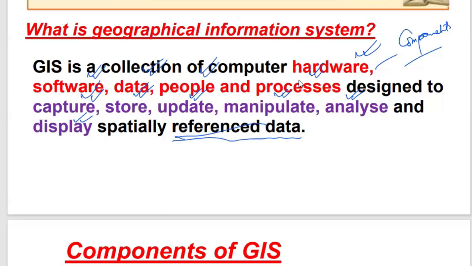We capture geographical information. We store it for future use. We update it whenever changes happen. We manipulate it to suit the different needs of people. We analyze it and make informed judgments from the information we have. And we display it for purposes of study. So we are incorporating the computer technology system into the study of geography.